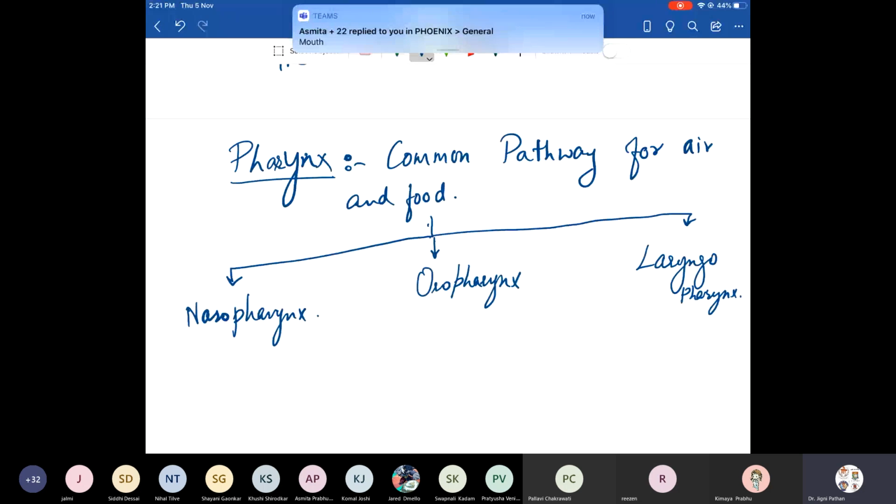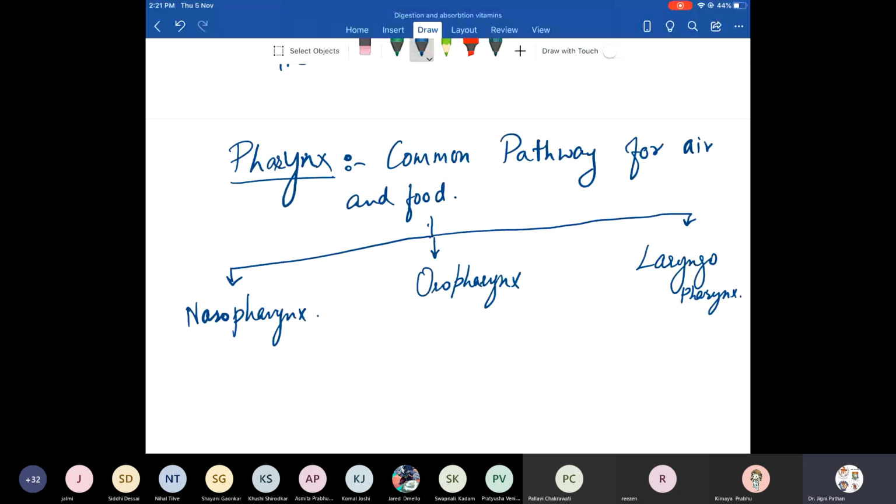So basically, you can write down, internal nares open into nasopharynx. Please stop me if you don't understand. Internal nares open into pharynx. That part is called nasopharynx. Here the oral cavity opens into pharynx.